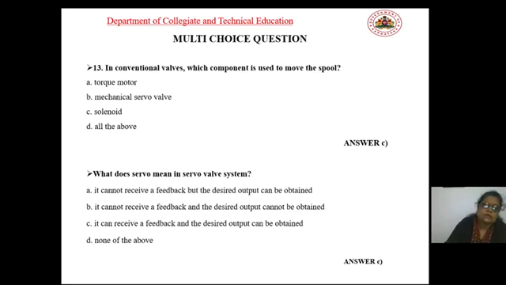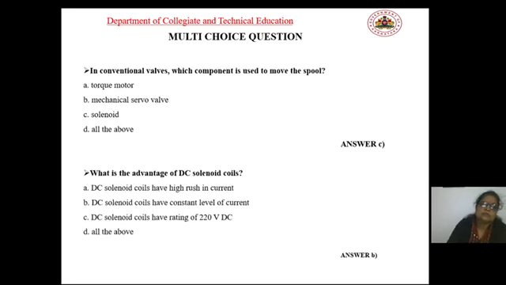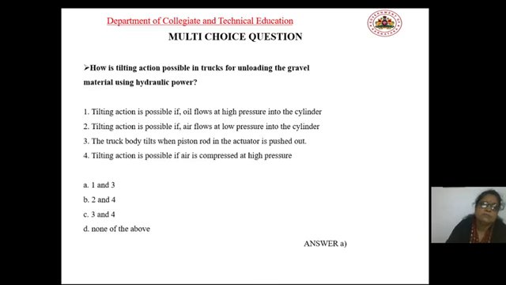This is another question. In conventional valves, which component is used to move the spool? Definitely the solenoid. I have already given a similar question earlier, so the answer is the same, but the question is asked in a different manner. Advantage of DC solenoid coils: DC solenoid coils have a constant level of current.